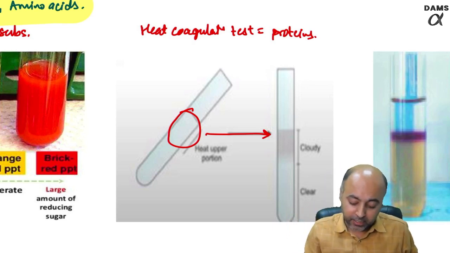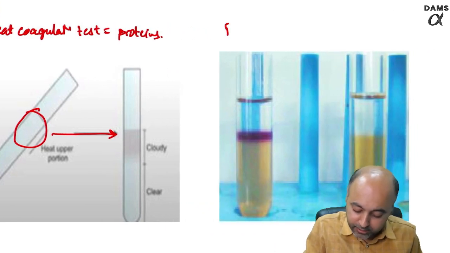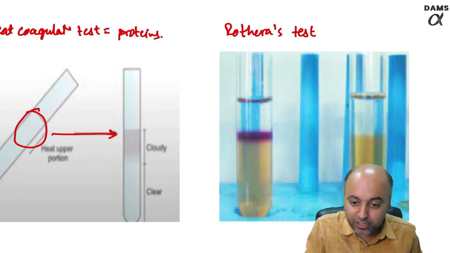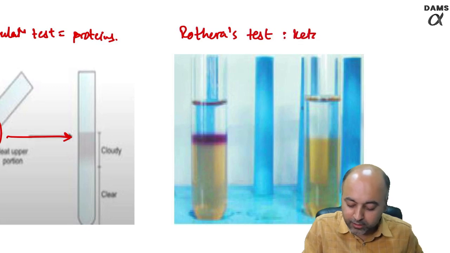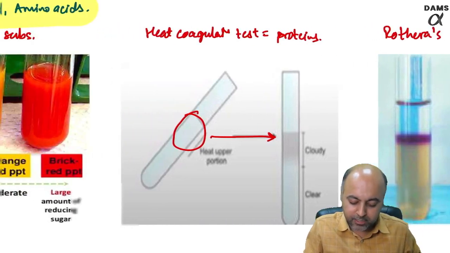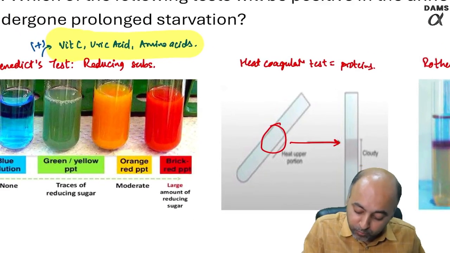All right, and the third one that you are likely to get is the Rothera's test. The Rothera's test, as a lot of you have already written, is the test for the ketone bodies.